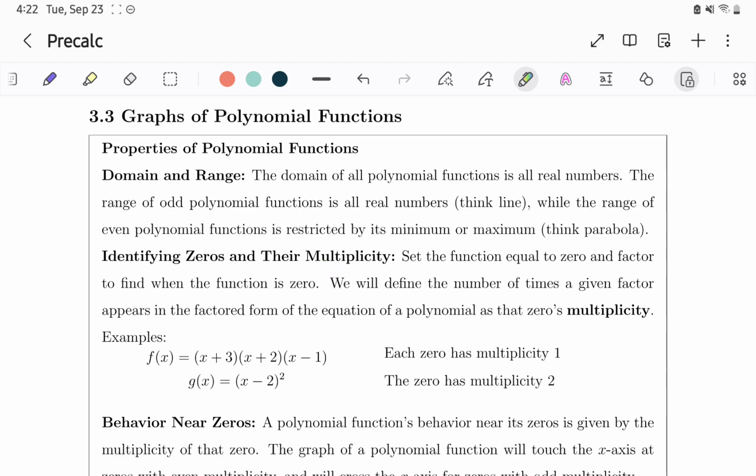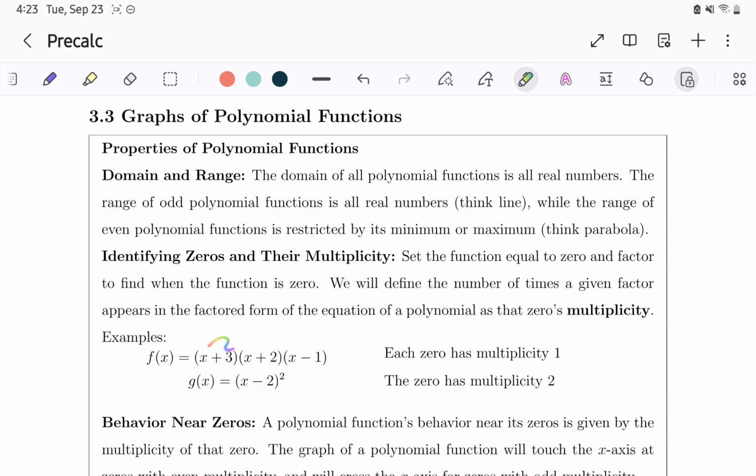The other thing that we are going to be interested in this section is identifying the zeros of polynomial functions and their multiplicity. So for a polynomial function, what we want to do is set the function equal to 0 and factor the polynomial function. And then once we have the polynomial function factored and set equal to 0, by the principle of zero products, whenever any of the factors is equal to 0, the product of all the factors is going to be 0, and so the function's value is going to be 0.